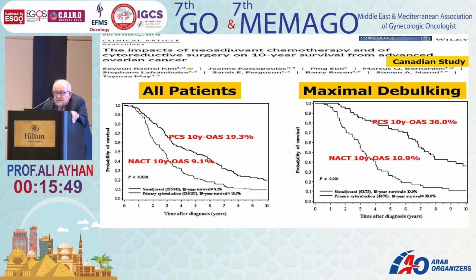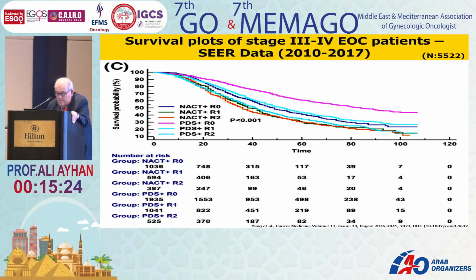There are many retrospective studies. There is a difference, as mentioned before, the Canadian study, all cancer and primary debulking surgery better than the neoadjuvant one. Also, maximal debulking result, the same figures. Another important study, a retrospective one from the SEER database, the R0 primary debulking and R0 interval debulking surgery, there is a difference, again, primary debulking surgery result is better than neoadjuvant chemotherapy interval debulking.